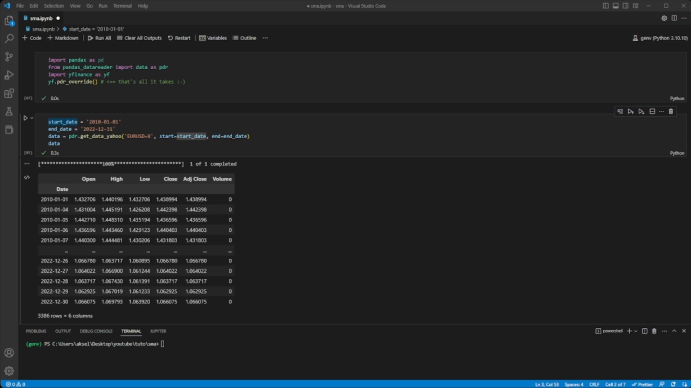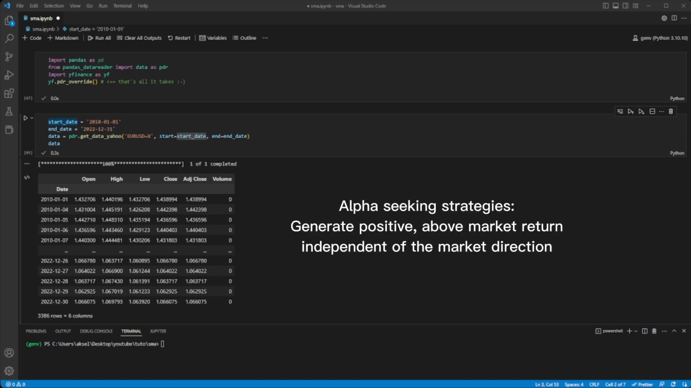Hello guys, and welcome to this new video in which we're gonna talk about one of the most basic trading strategies, which is the simple moving average. So the simple moving average, for those who don't know, is an alpha seeking strategy, aka the aim is to generate positive above market return independently of the market direction.